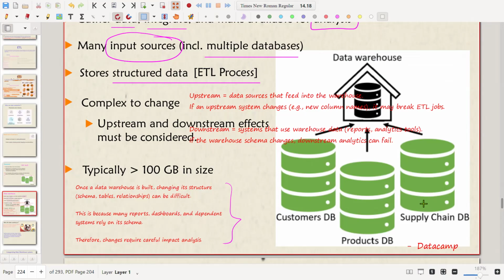Okay. I mean, it is a bit complex to change. Keep things as it is. That's the way for a data warehouse. It is complex to change. It doesn't like change. Data warehouse doesn't like change.